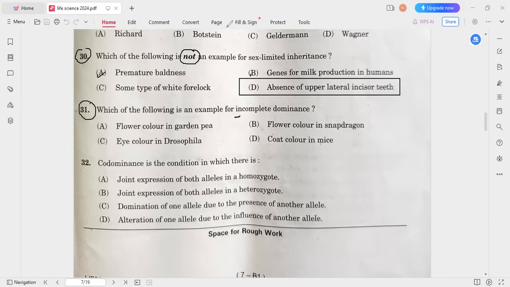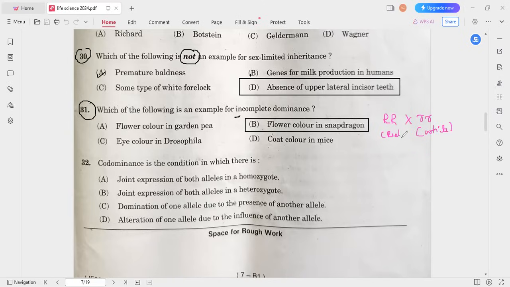So here, the incomplete dominance example is option B, flower color in snapdragon. Usually in the flower color in snapdragon, red and white are crossed, which gives rise to an incomplete dominant color, that is pink color. For example, you can see this is red, which is crossed with the recessive color, that is white. Here red is the dominant.